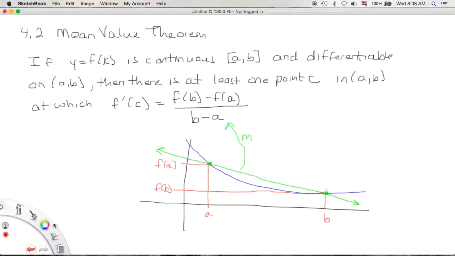Well, what this theorem says is there has to be some point along this curve, some point C, let's call it, where the tangent line has the same slope. The tangent line is parallel to the secant line. There has to be some point along there.